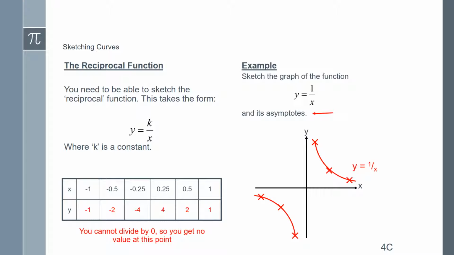An asymptote is a line the curve approaches but never actually gets to. So the curve approaches the y-axis but never actually gets to it. So the y-axis is one of the asymptotes. And as x gets bigger and bigger and bigger, then 1 over x approaches 0 but never actually gets to it. So that's the other asymptote. So the y-axis and the x-axis, in this case, are the asymptotes. So x is equal to 0 and y is equal to 0 are the asymptotes.